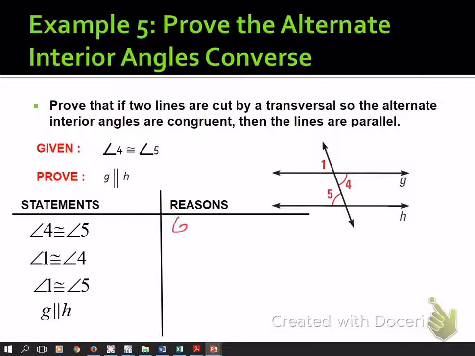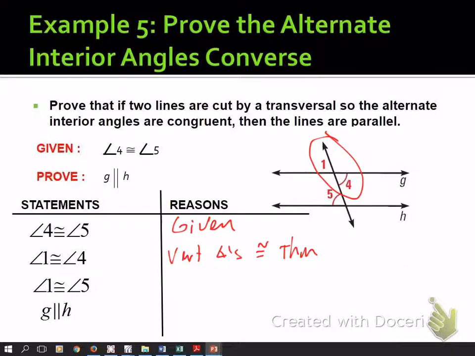Angle 4, angle 5 are congruent because that was given to us. Okay. Next statement is angle 1 and angle 4 are congruent. Angle 1 and angle 4 right here. Why would they be congruent? Yeah, they're vertical angles. So by the vertical angles theorem, we know that those two angles are congruent.